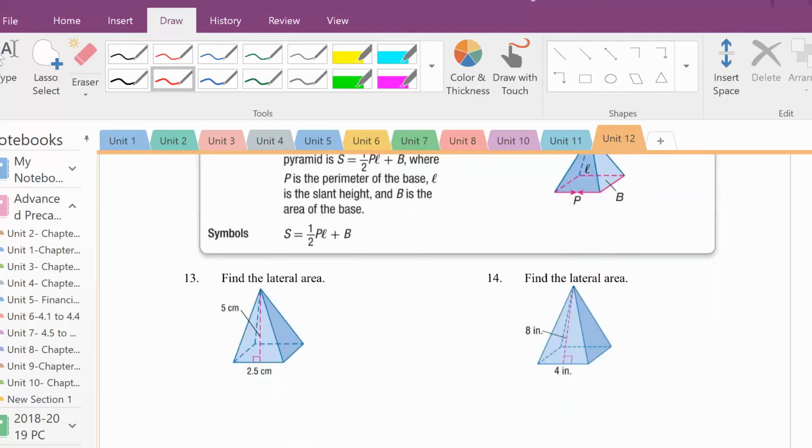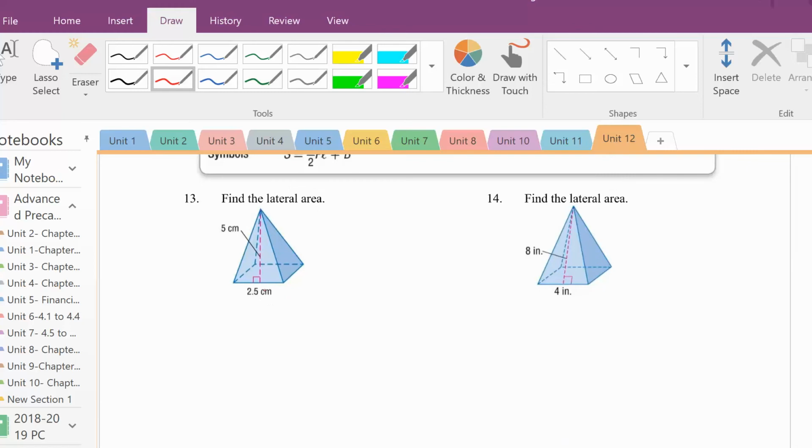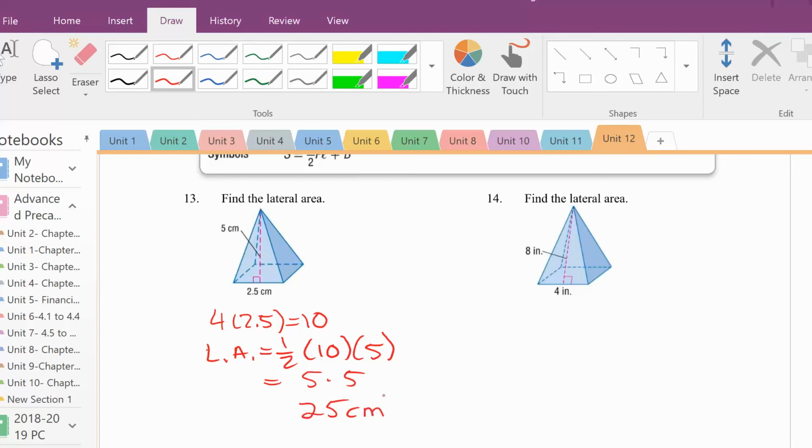So finding the lateral area here, the perimeter: this is a square because it's a regular pyramid. So that means the base is a square. So 4 times 2.5 gives you 10. So the lateral area is 1/2 of 10 times the slant height here, which is 5. So it's equal to 5 times 5, which is 25 square centimeters.